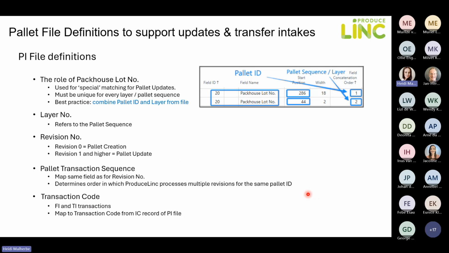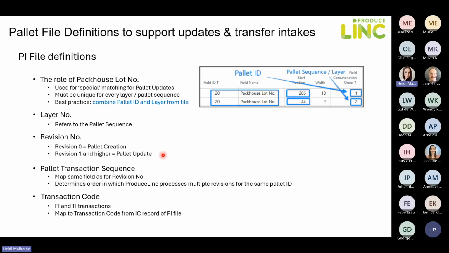Revision 0 is usually what the first file comes in with. I have seen cases where it's not 0, but typically it would be 0, and that tells the system that it must actually create this pallet. If the revision number of the pallet in the file is 1 or higher, we will treat it as a pallet update. So then in that case, we are going to look for an existing pallet using the packhouse lot number for the special matching so that we know which one to actually update for you.